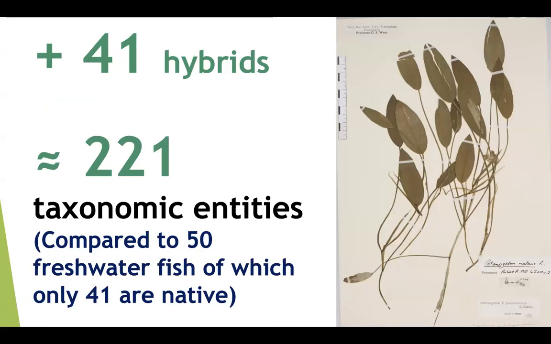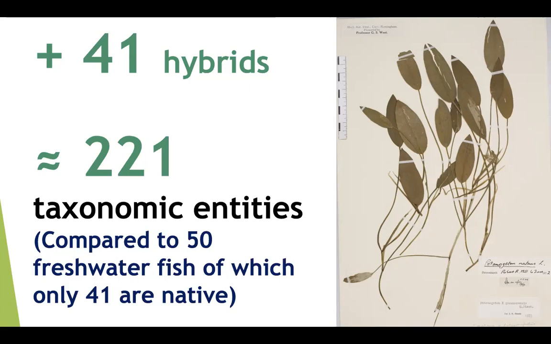We need to add into that again and muddy the water somewhat more. There are 41 different hybrids. So we could be looking at 221 taxonomic entities of aquatic plants.